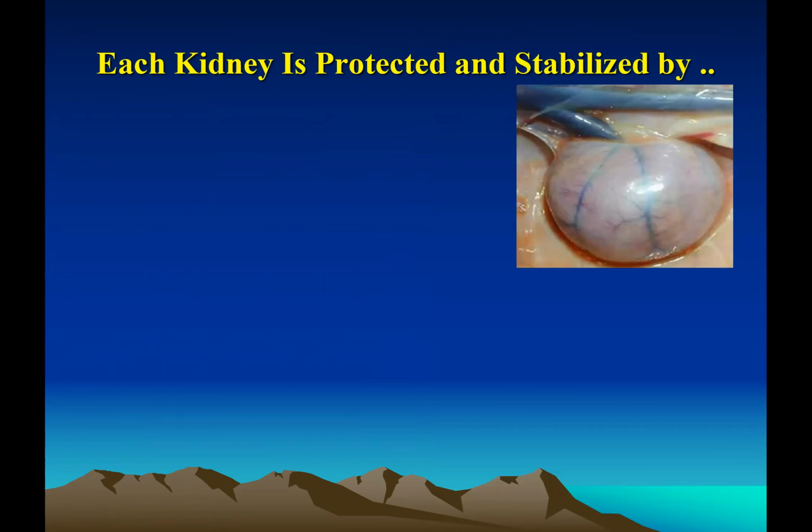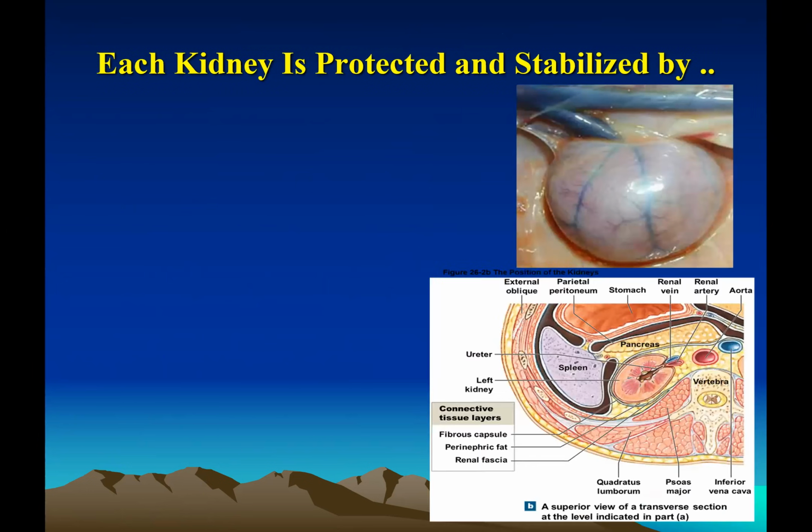So how is the kidney kept in place, and how is it protected? There are 3 structures that protect a kidney. Here's a nice healthy kidney, and you can see this collagen-rich fibrous capsule, a connective tissue that is protecting it. In this cross section, you can see the vertebrae, and that the kidneys are very close to the vertebrae. You can see the pancreas, spleen, and the stomach here. And you can see the artery and vein entering the kidney at the hilus.